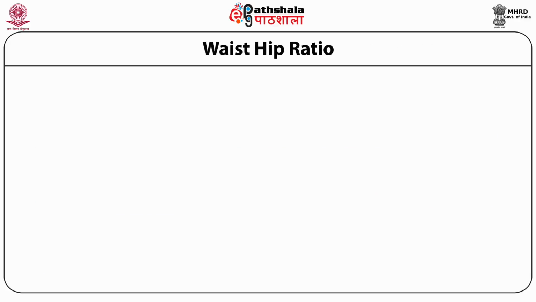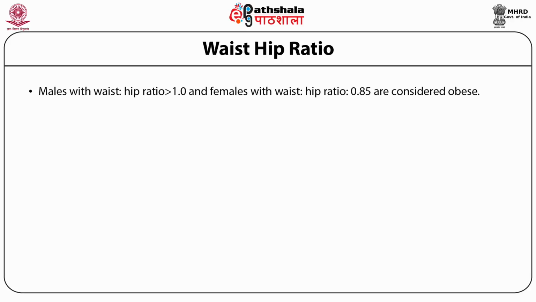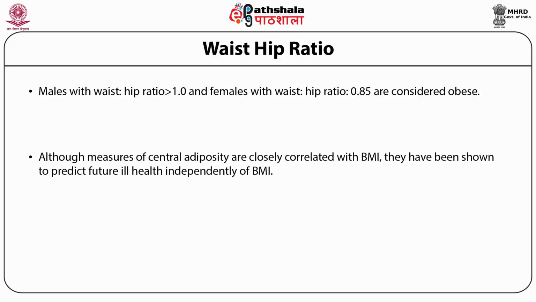Let's have a look at the waist-hip ratio, which has been used to differentiate the distribution of body fat for lower body fat predominance. Epidemiological studies have mainly used the ratio of waist to hip circumference to estimate the proportion of abdominal adipose tissue. Males with a high waist-hip ratio of more than 1 and females with a waist-hip ratio of 0.85 are considered as obese. Although measures of central adiposity are closely correlated with the BMI, they have been shown to predict future ill health independently of the body mass index.